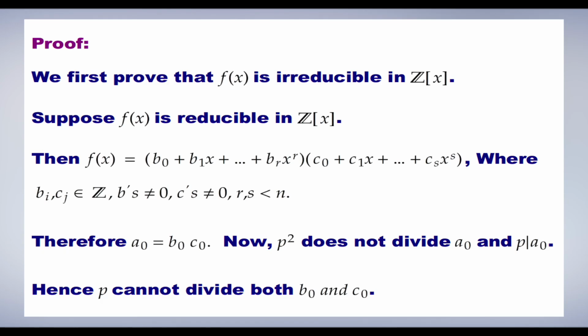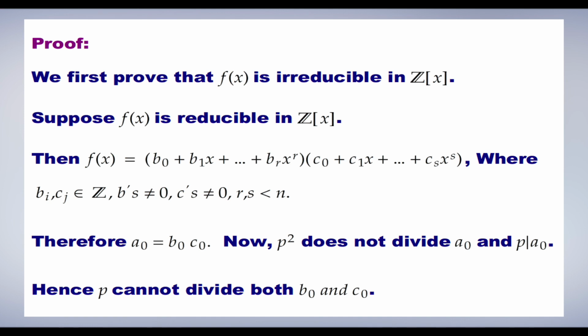Let us prove this. We first prove that f(x) is irreducible in Z[x]. Suppose f(x) is reducible in Z[x]. Then f(x) equals (b0 + b1x + and so on + br x^r) times (c0 + c1x + and so on + cs x^s), where bi, cj belong to Z, br is not equal to 0, cs is also not equal to 0, and r, s are strictly less than n.